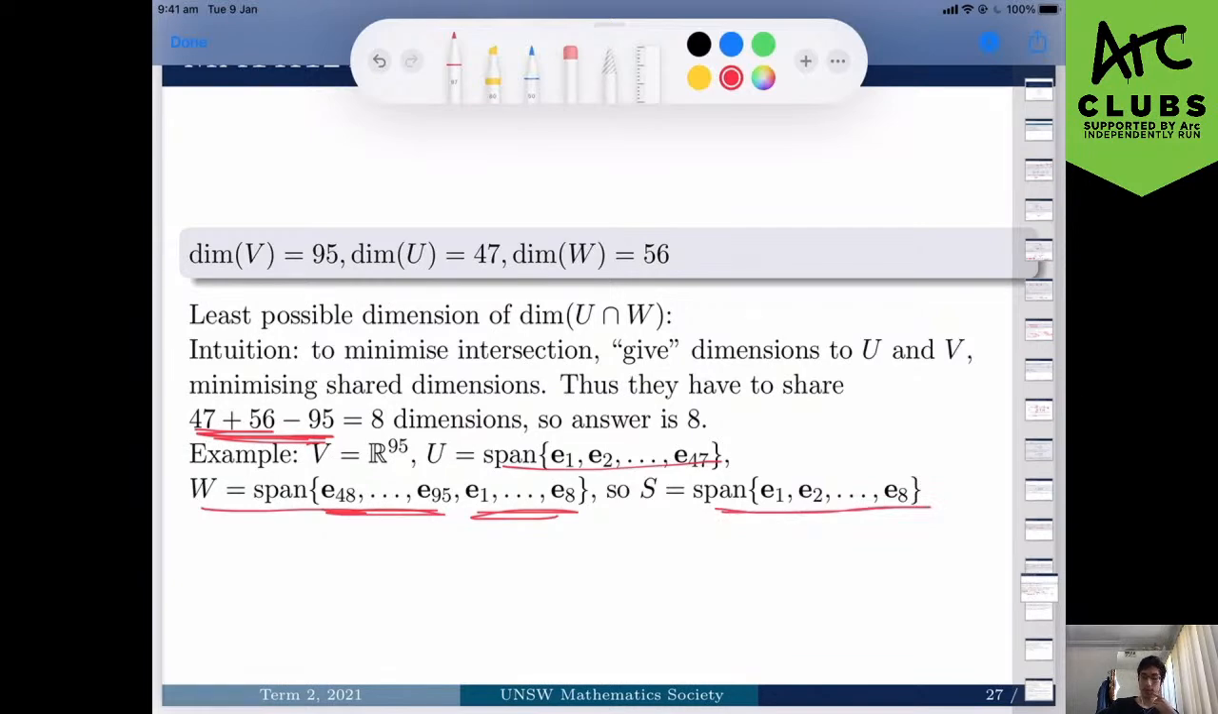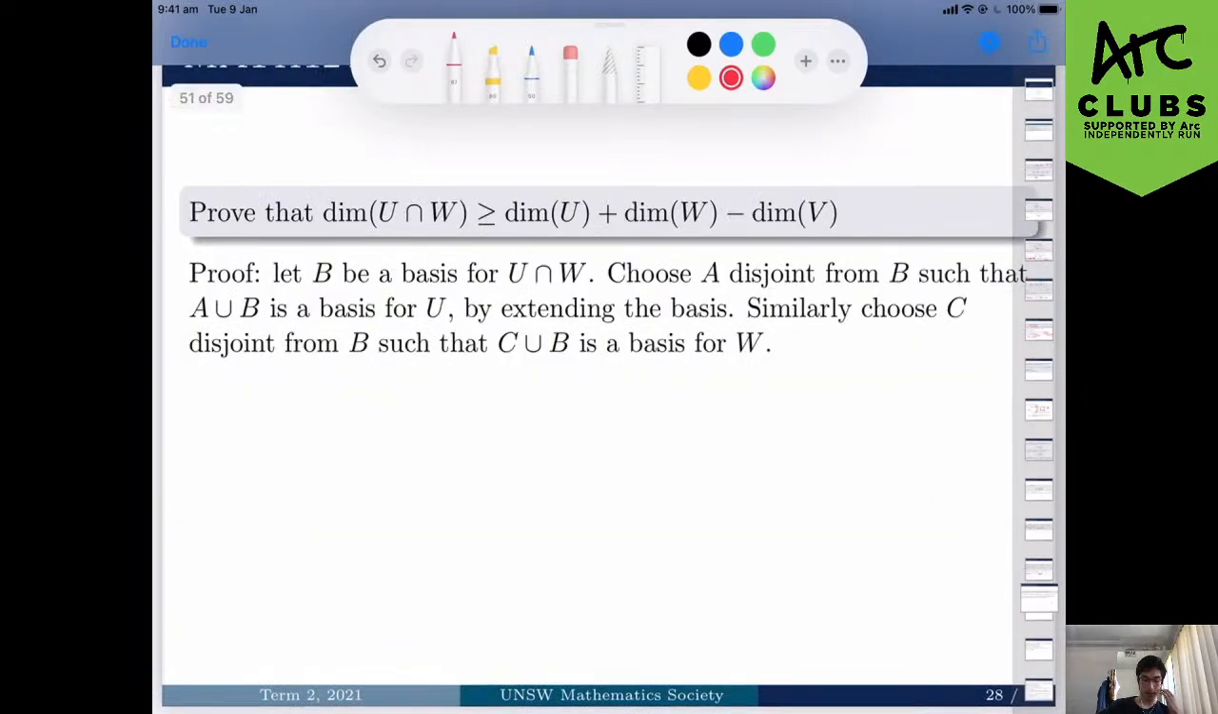Now we have to prove it, and that's the hard bit, and I'll go over that in 1 minute, which this does not deserve. But anyway, proof. Let B be a basis for this, and we extend it to become a basis for U. So we have a kind of Venn diagram where A is a basis for U, but excluding stuff from the intersection, and B is the intersection. C is from W, but excluding the intersection.